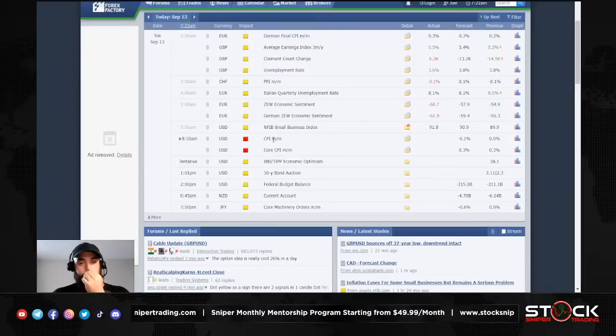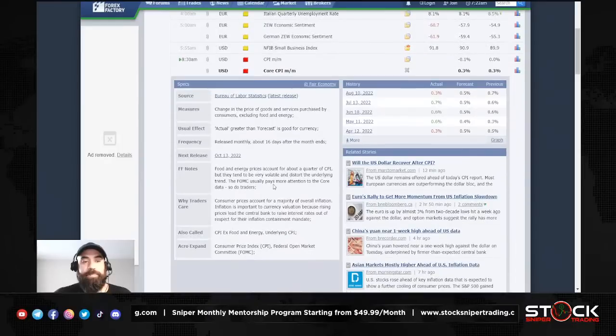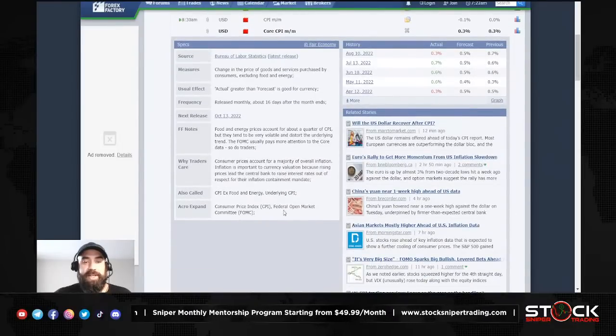CPI. Okay, so let's take a look at what CPI and core CPI is. Let's take a look at core CPI first. Okay, so consumer price index. All right, why traders care. Consumer prices account for the majority of overall inflation. All right, inflation is important to currency valuation because rising prices lead the central bank to raise interest rates out of respect of their inflation containment mandate. All right, so guys, you can see major words here: inflation, currency valuation, rising prices lead to central bank raising interest rates.